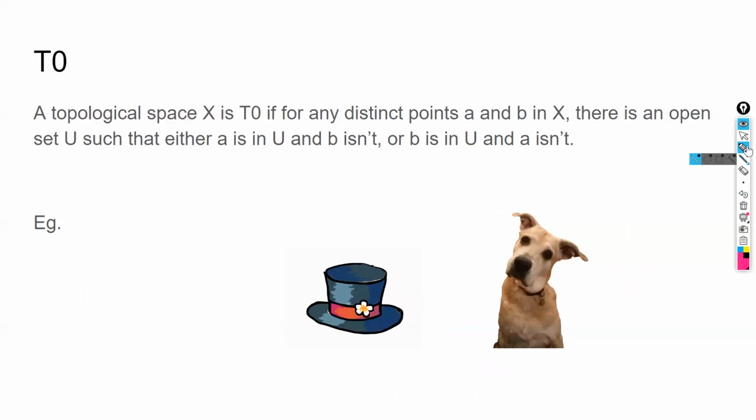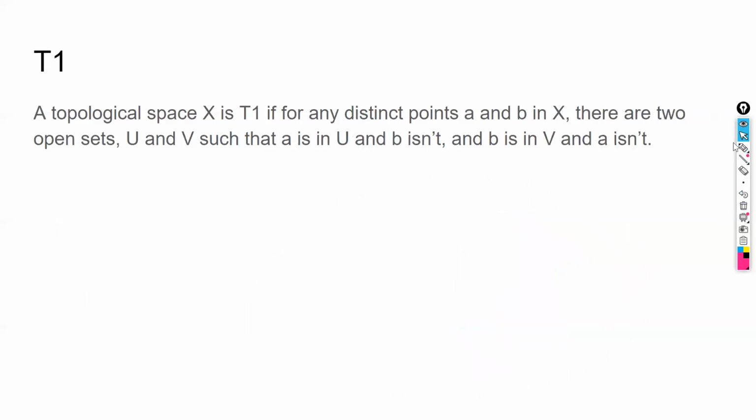Let's look at another separation axiom. All right, so the next separation axiom is T1. So a topological space X is T1 if for any distinct points A and B in X, there are two open sets, U and V, such that A is in U and B isn't, and B is in V and A isn't. So the difference between T0 and T1 is that instead of being separated by one open set, we're now being separated by two open sets. I've got one that contains a point and not the other, and I've got another that contains the other point and not the first one.